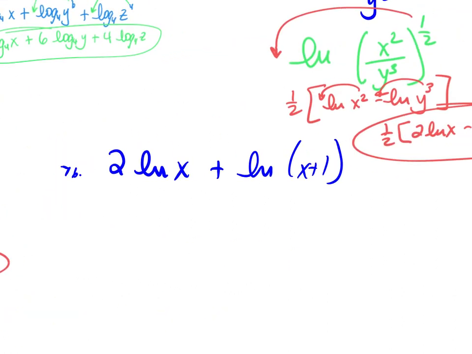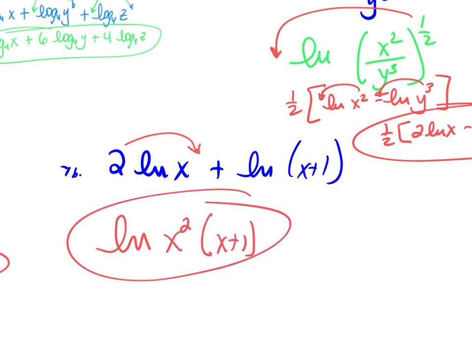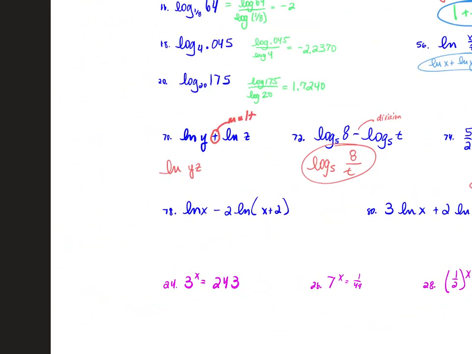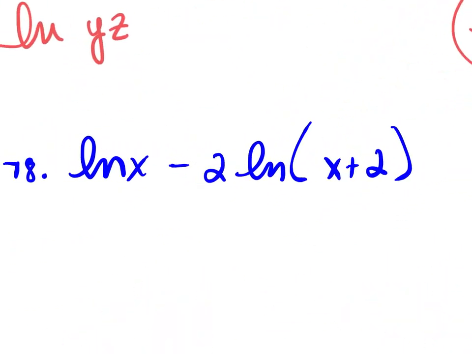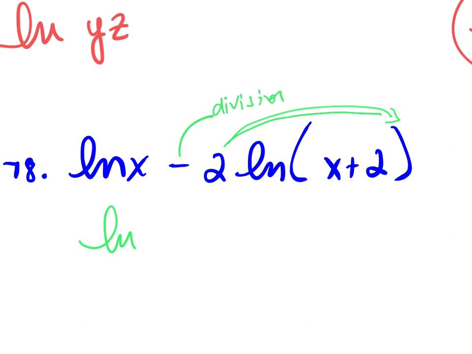Here, again, I see coefficients are going to become exponents. I have one natural log, so I rewrite natural log one time. I have x squared times x plus 1. All right. Again, I see a coefficient. It's going to become an exponent. I write natural log one time. This is going to become an exponent here. And then this becomes division. So I have x divided by, and then x plus 2 squared.